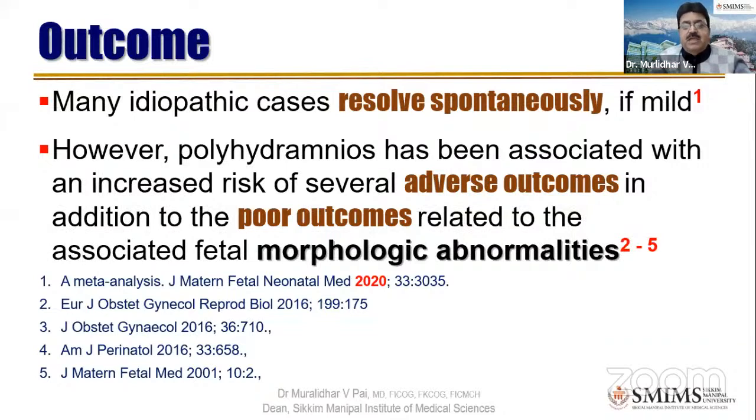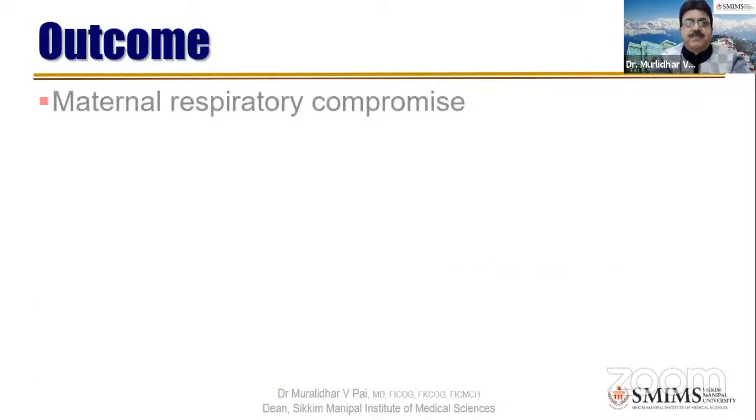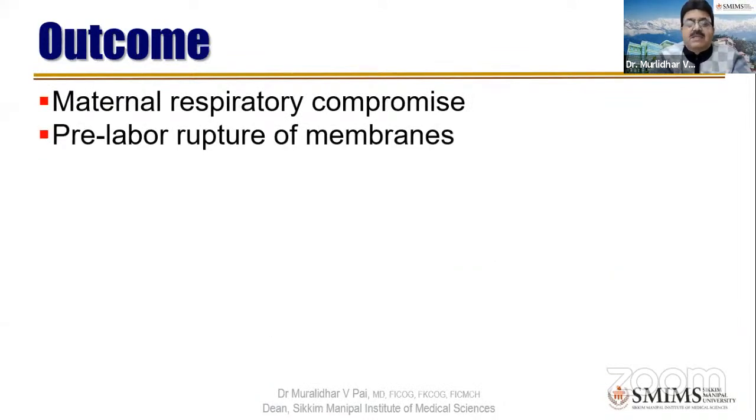Then, of course, if there is premature rupture of membranes and early rupture in labor, then there can be cord prolapse and so many other things that can happen. That is another story. Maternal respiratory compromise is obviously because of mechanical pressure on the diaphragm. Pre-labor rupture of membranes, as I was just mentioning, these are the mechanical problems. And along with that, if there is a cord prolapse, that will be a problem.